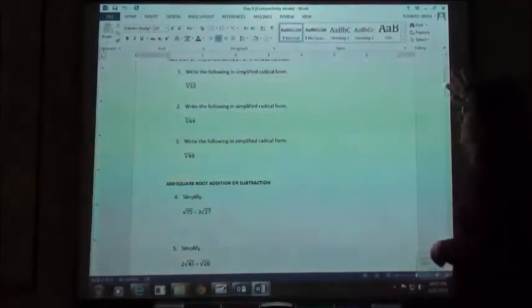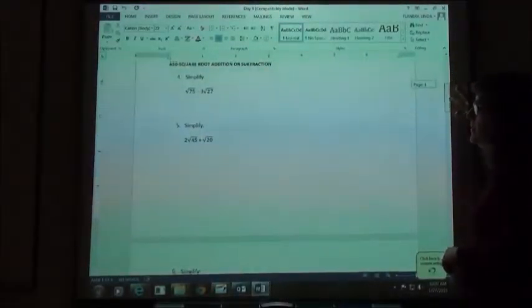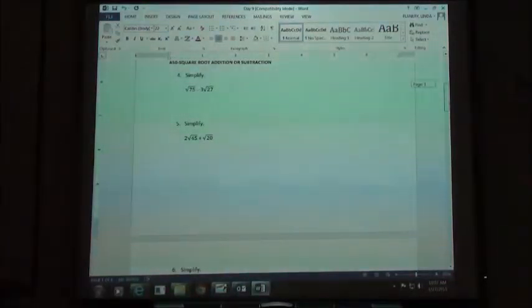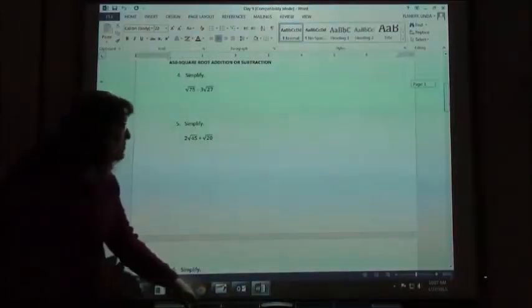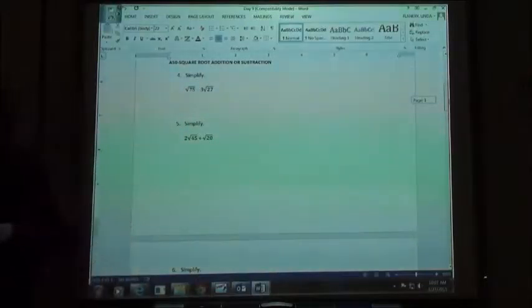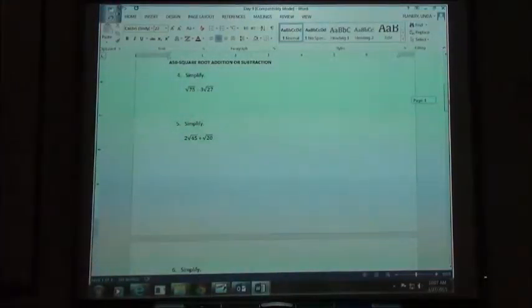The next one's back to simplifying square roots. When we did our square roots, you wrote down the list of perfect squares, hopefully somewhere handy, because we're going to do the exact same thing we did before, only now we're going to add or subtract when we're done. With algebra or anything else, when you add and subtract, you have to have like terms.